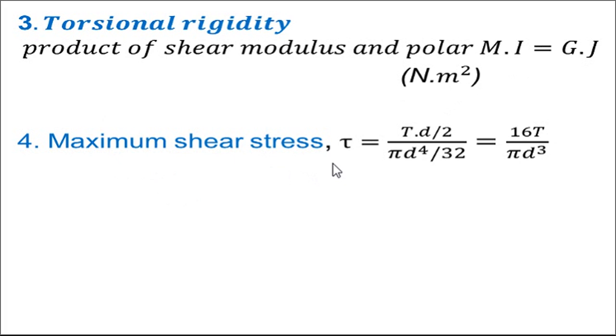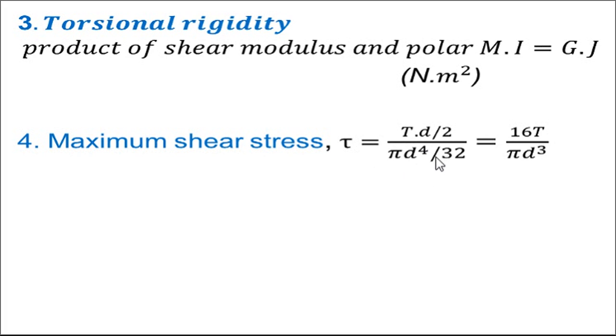Maximum shear stress. Many times in problems they ask us to determine the maximum shear stress. Maximum shear stress can be determined by again looking at the torsional equation, that is tau upon R is equal to T upon J. So tau is equal to T into R divided by J. T is the torque, R is the radius, and J is the polar moment of inertia.